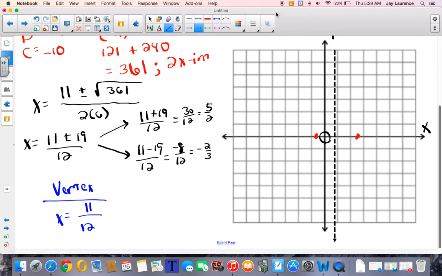All right, so now I was just checking because this number didn't quite look right. My graph kind of bothered me a little bit, and so I just decided to average my 2 x-intercepts.